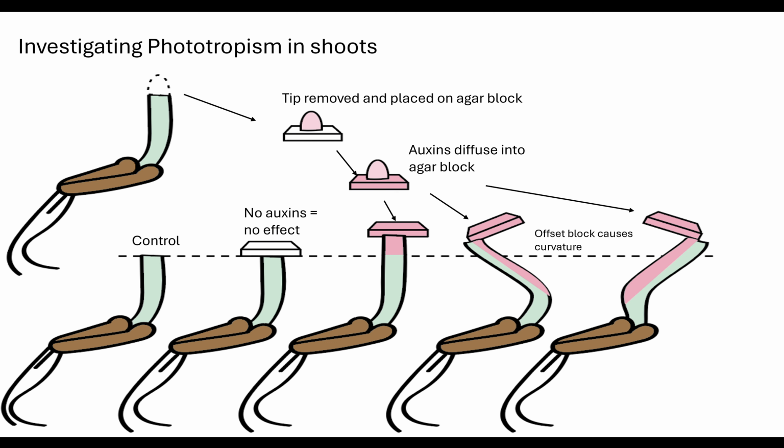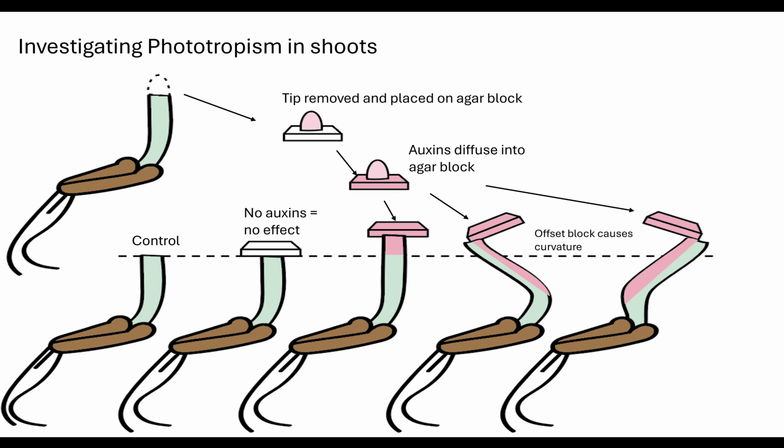So if they take an agar block which has no auxins in it and they place that on the coleoptile that has had its tip removed and nothing happens, that again proves that the chemical messenger is the auxin. So now what we do is we take this auxin and the diffusion into that agar block and we place it right in the middle, central to our coleoptile which has had its tip removed.